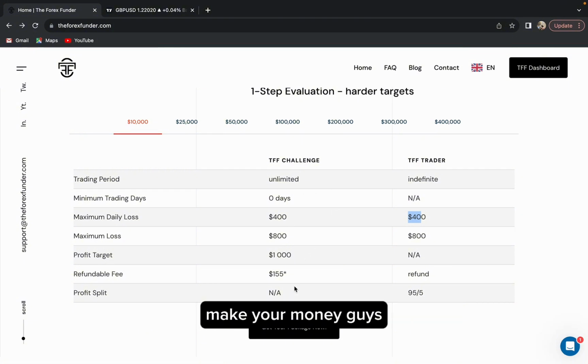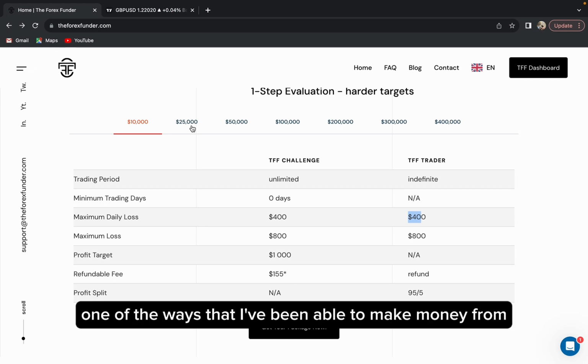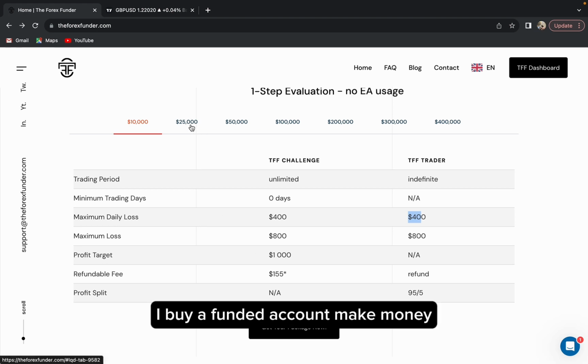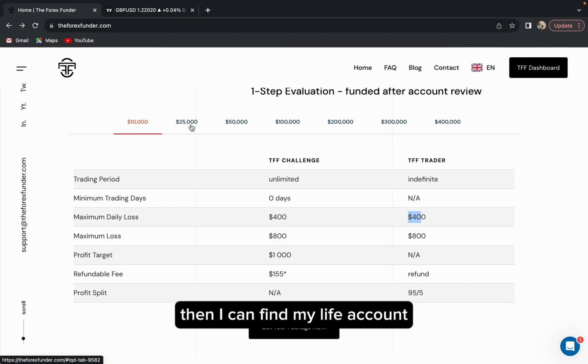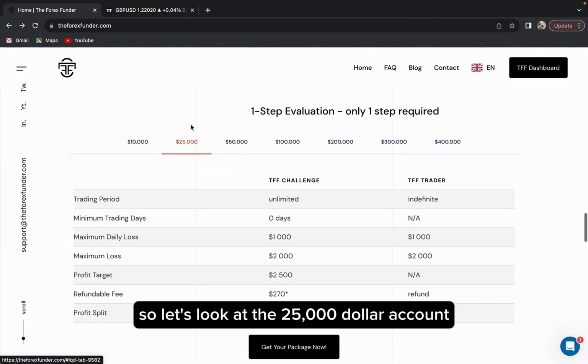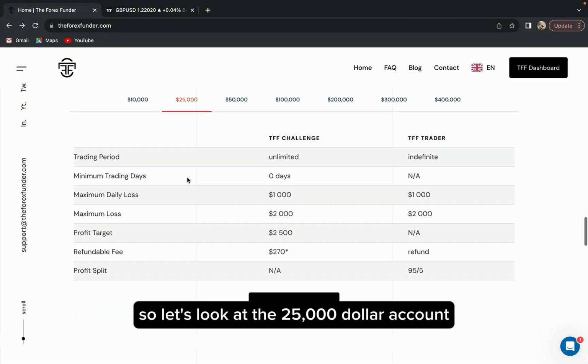Make your money, guys. See, this is one of the ways that I've been able to make money from the forex market. I buy a funded account, make money, then I can fund my live account with probably any broker that I'm using. So let's look at the $25,000 account.